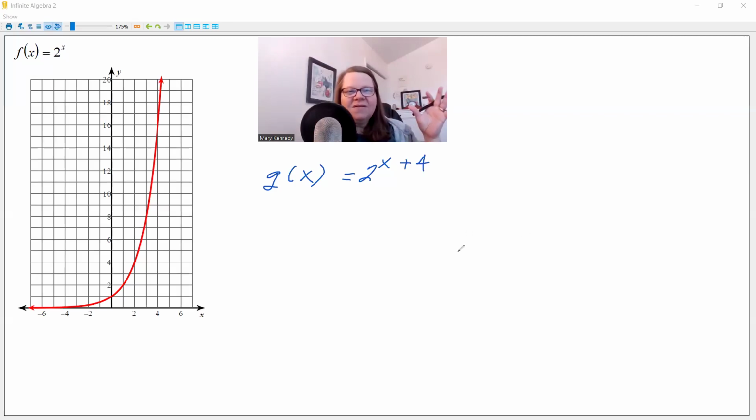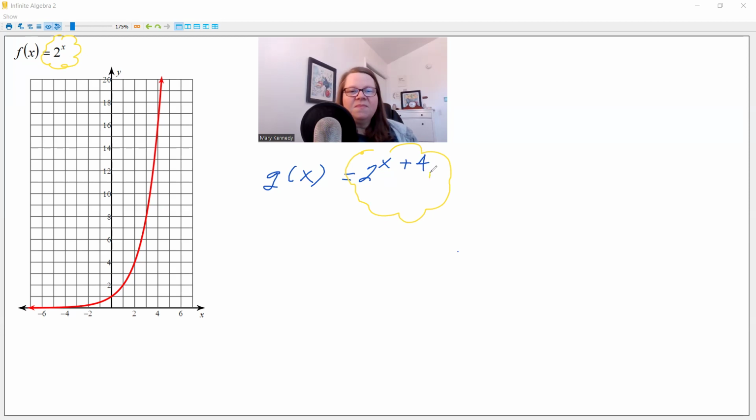All right, so let's say that you have this function f of x equals 2 to the x power. That's the basic parent function. That's sort of your beginning point. Look at what's changed from 2 to the x to our new function g of x, g of x equals 2 to the x plus 4. So all you're focused on is how did 2 to the x change to 2 to the x plus 4.